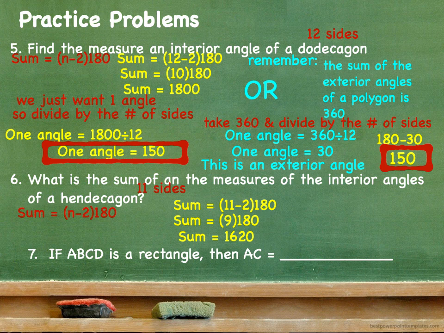Number 7, if ABCD is a rectangle, then AC. If we stop and think about it, and I drew my figure, I drew a rectangle and started in the upper left corner and went clockwise, A, B, C, D. A to C is a diagonal, and B to D is a diagonal. In a rectangle, the diagonals are congruent, so A to C equals D to B.